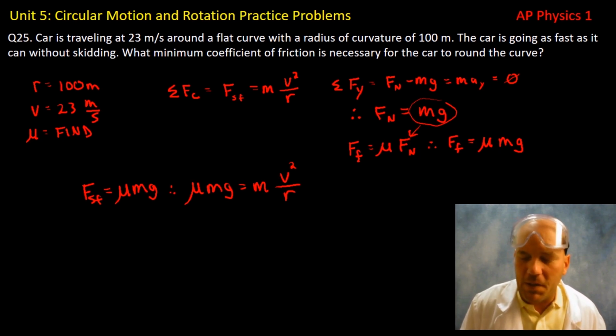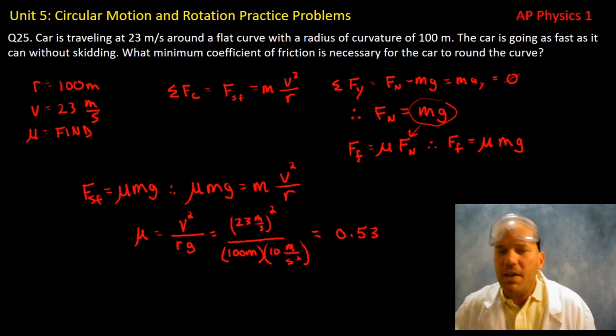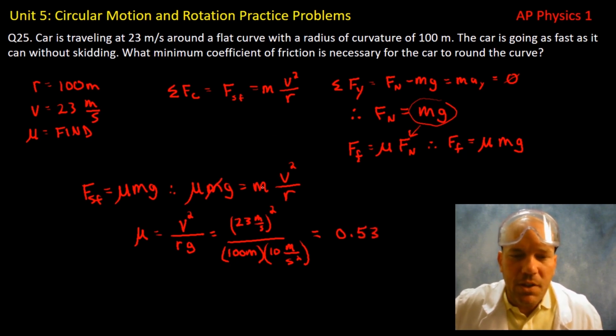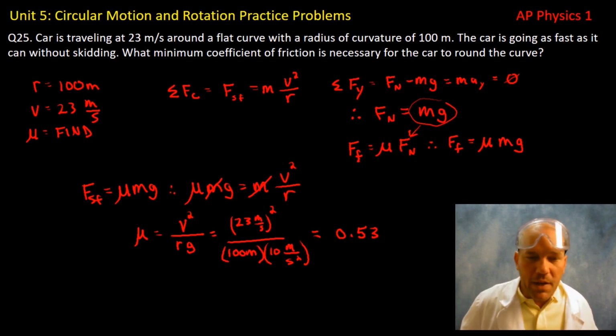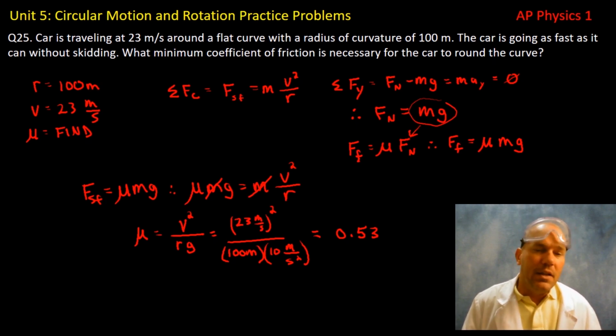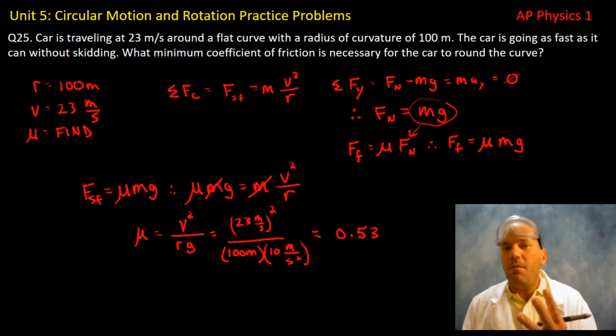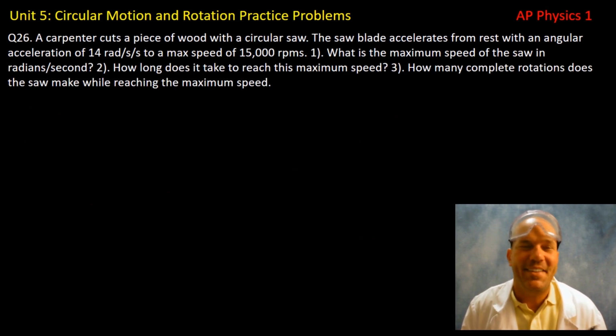Well, what do you notice here? You can see that we are able to cancel out mass. So you didn't need mass. Mass did not matter. So in this case here, mass cancels out, and we had everything we needed to solve this problem. We can now rearrange this equation, dividing both sides by the acceleration due to gravity, little g. We can solve for mu to be equal to 0.53.